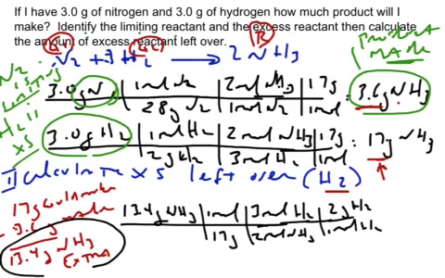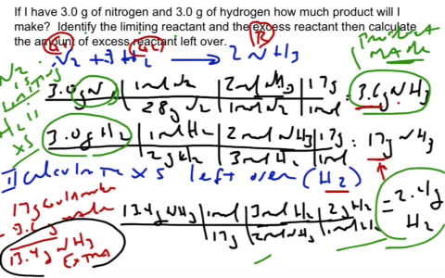Okay, and then when I run that through the calculator, I end up with 2.4 grams. So 2.4 grams of hydrogen. And that, by the way, is the amount of excess. So that is excess hydrogen. All right, so there you go.